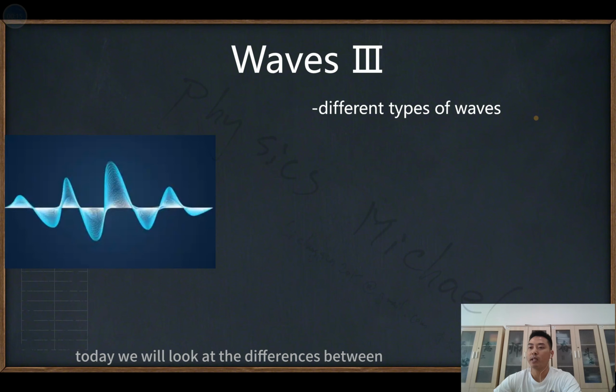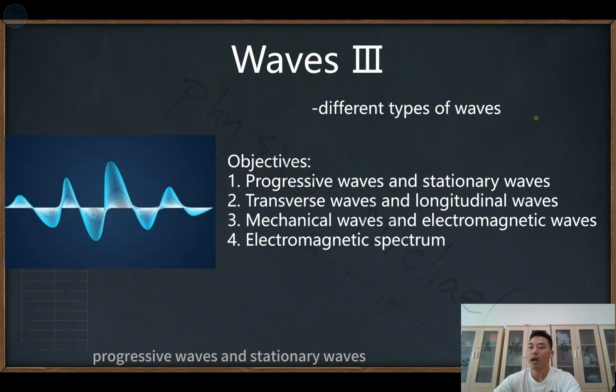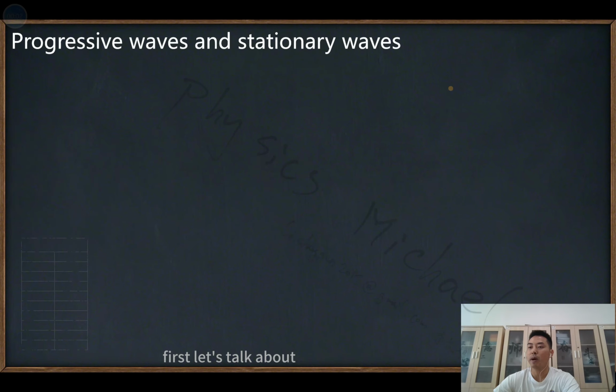Today, we will look at the differences between frequency waves and stationary waves, transverse waves and longitudinal waves, mechanic waves and electromagnetic waves. Then we'll explore the electromagnetic spectrum. Let's get started. First, let's talk about frequency waves and stationary waves.